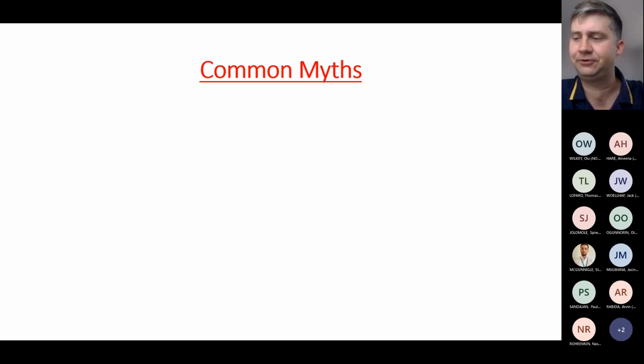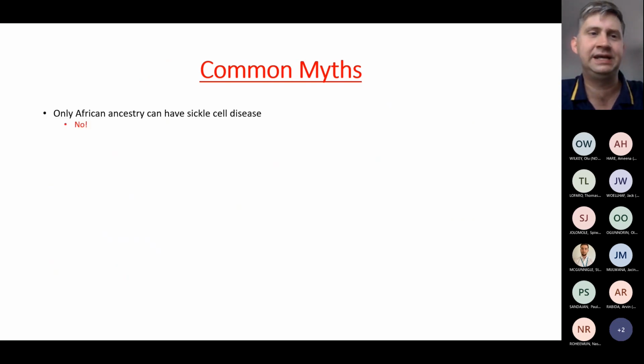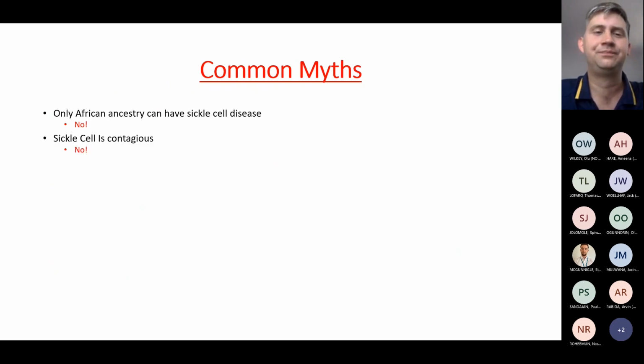Misconceptions, I just want to go through the common myths that you see. Only African ancestry can have sickle cell disease? That's a no. We know that it's genetic, so these genes can pass through various different cultures. We have patients from all over presenting with sickle cell disease. There are Caucasian people with sickle cell disease, and they find it really difficult when they go into A&E and tell them they have sickle cell disease and they're not believed. It's quite rare, but it does happen.